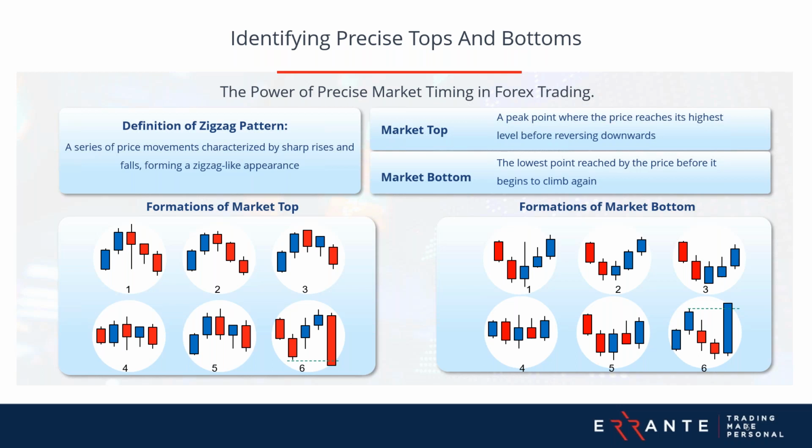We call it market top. It can happen at the end of a market trend, usually at the end of a market swing after an upward swing. Conversely, a market bottom is the lowest point reached by the price before it begins to climb again, indicating a shift from a seller's to a buyer's market, or from a bearish to a bullish market.